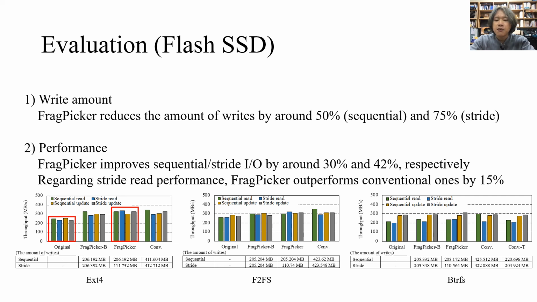In terms of performance, FragPicker improves sequential and stride performance by around 30% and 42% after defragmentation. And in the case of stride reads, FragPicker even outperforms the conventional ones. FragPicker migrates the fragmented data in the way the data are actually accessed. Therefore, FragPicker can place the data in a better way than migrating the entire contents in a sequential manner.